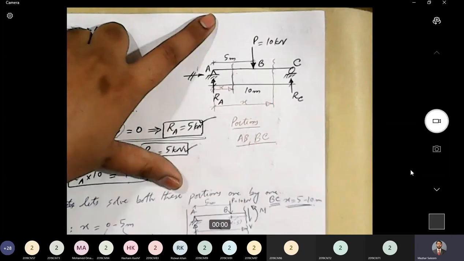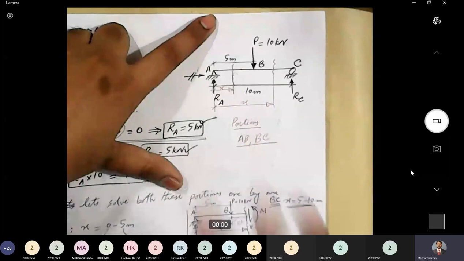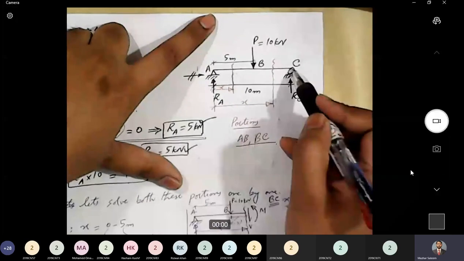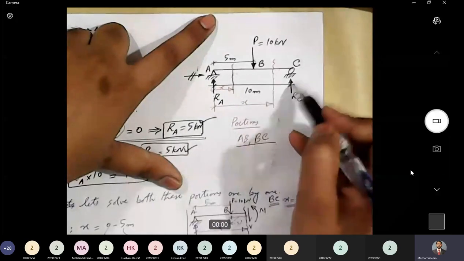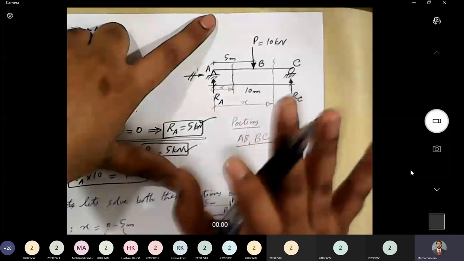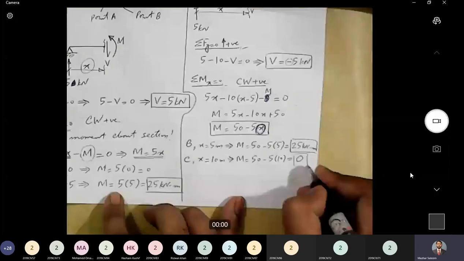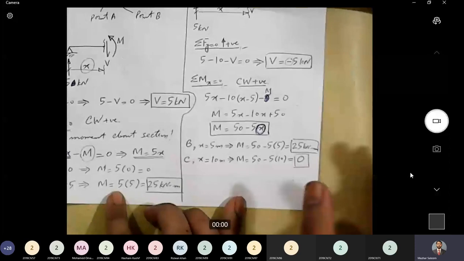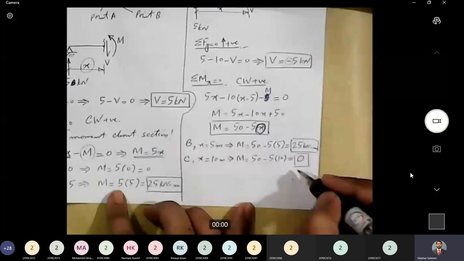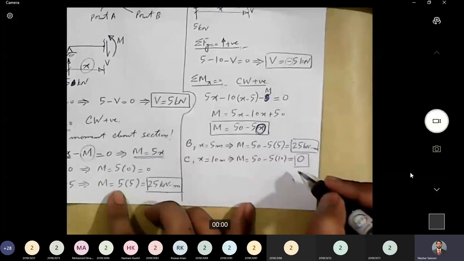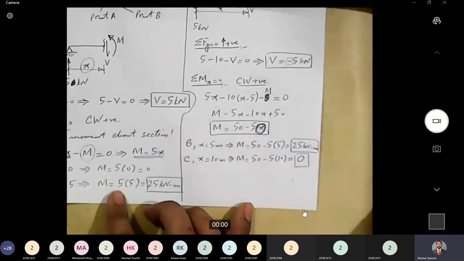So at the roller support, have we applied any external moment? No, we have not. So what should be the value of moment here? It should be 0. And we are getting 0 here at MC. So our answers are logical. We are getting 0 moment at support C, and it's a roller support, so having 0 moment is totally fine. Okay, 71, please go ahead.